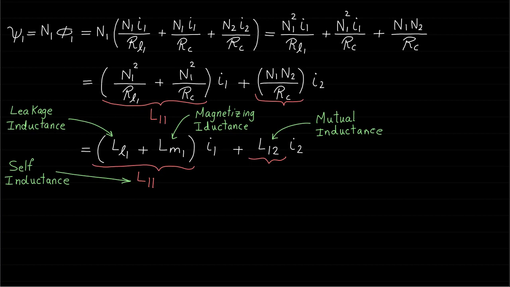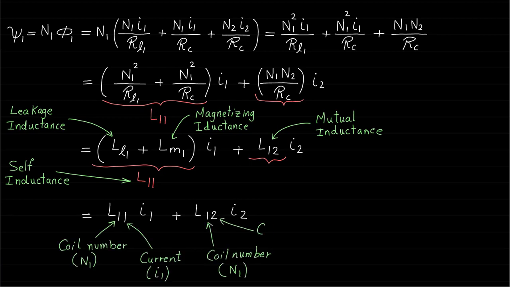Now let's give some details about the subscripts of the self and mutual inductances. Let's take L11 as an example. The first number of the inductance subscript represents the coil number, and in this case, it is coil 1. The second subscript number represents the current that produces the magnetic field that links to coil 1, and in this case, it is the current I1.